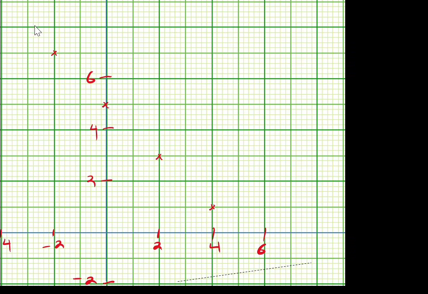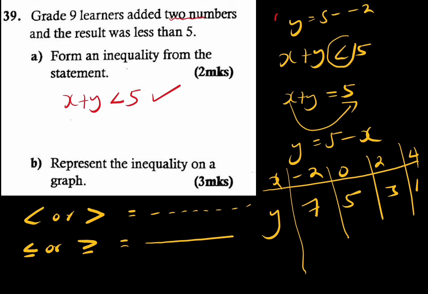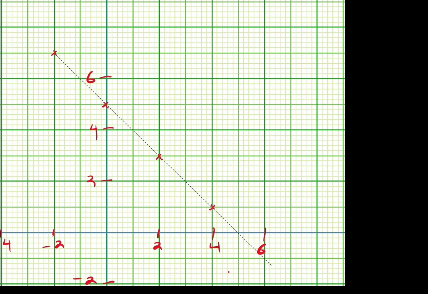I'm going to join these points using a dotted line. So my dotted line is here. I'm going to draw. So that is my line, a dotted line passing through the points. Yes, good. I hope you can see it. The equation was y is equal to 5 minus x. So the line is called y is equal to 5 minus x.